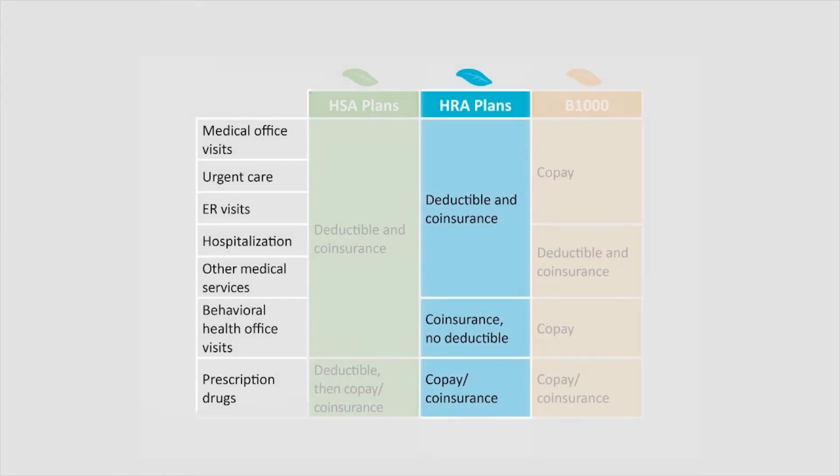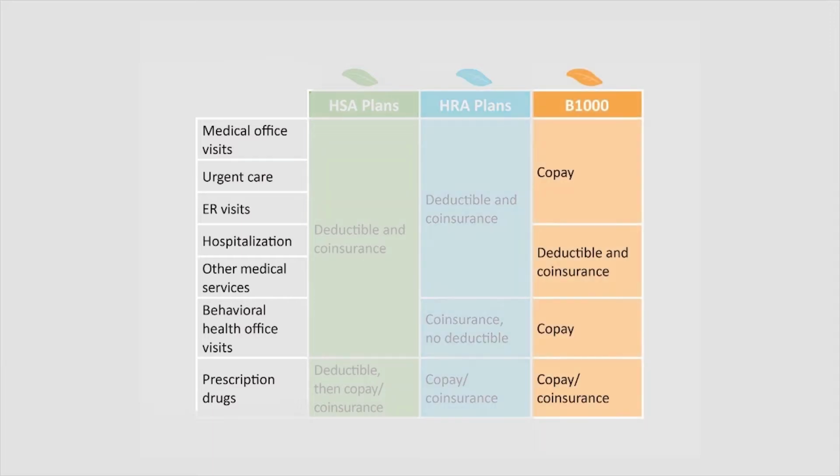And with the HRA plans, you pay the full discounted cost of medical services only, until you have paid your deductible. Then the plan starts paying a percentage. For pharmacy and behavioral health expenses, the plan will pay for part, even if you haven't met the deductible. And with the traditional B1000, you will pay a fixed co-payment for some services like office visits, emergency care, and medications. But for other services, you will have to pay the full cost until you have paid the deductible.